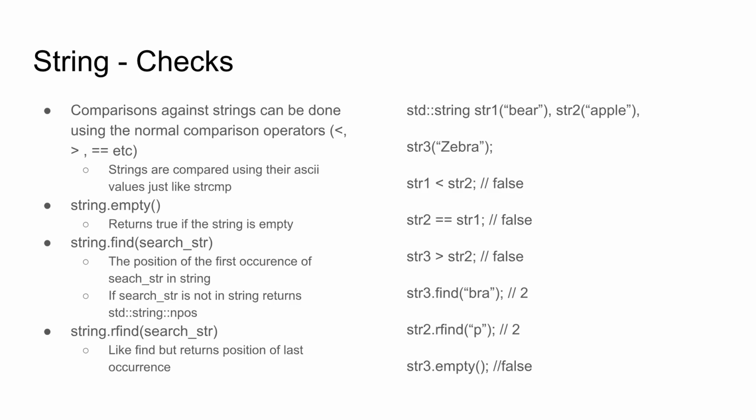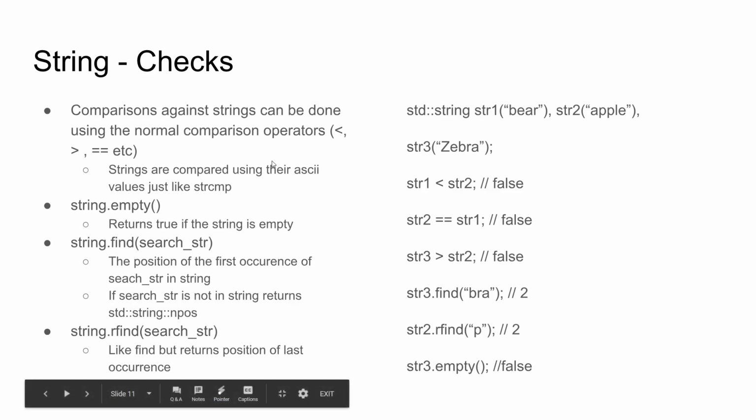So you can check against strings. You can do less than, greater than, equals equals. They do the character by character comparison, just like you would expect. You can check to see if something's empty. Easy. You can find the first occurrence of some substring, given a search string. You can also search from the right using rfind.